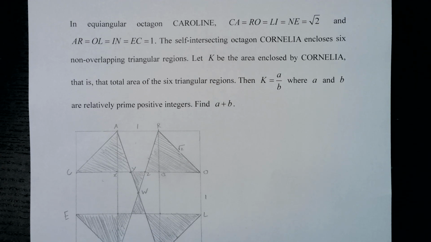Now, let K be the area enclosed by CORNELIA, that is, the total area of the 6 triangular regions. Then K is going to equal A over B, where A and B are relatively prime positive integers. So find A plus B.